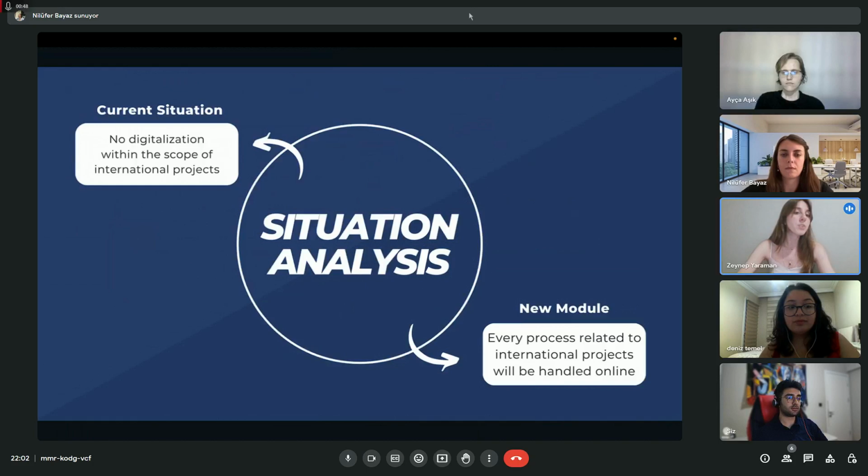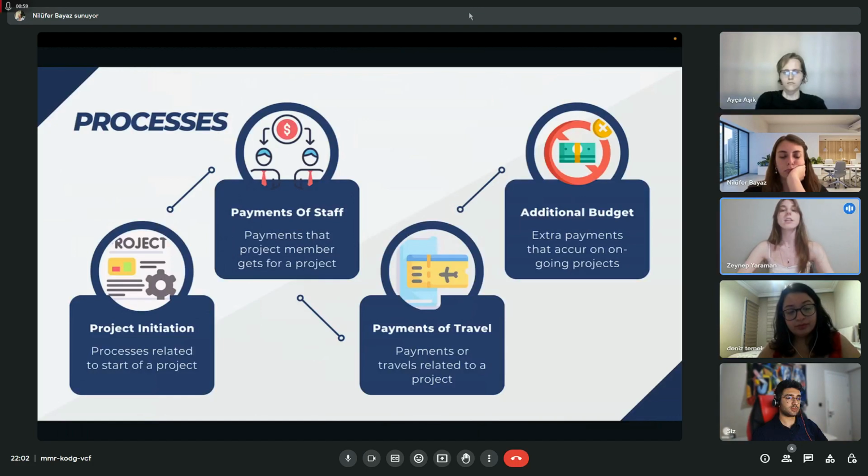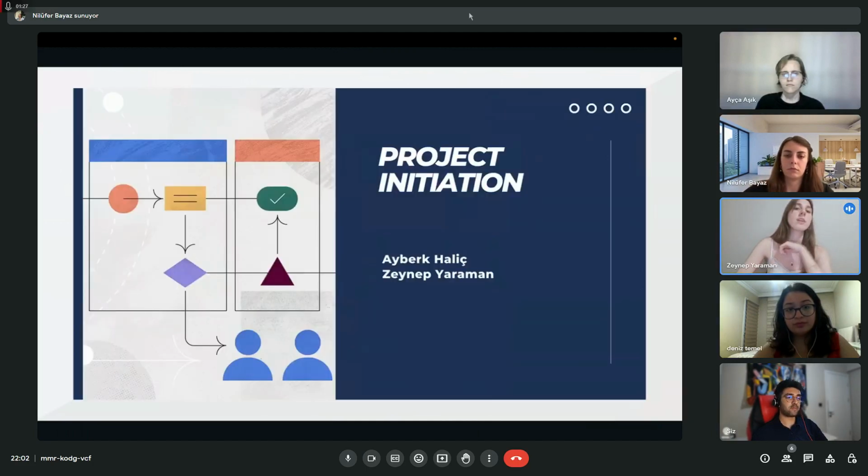And we divided our project into two phases. In the first phase, we talked with the SRP office members and the IT manager to learn about the current processes, and we drew a flowchart diagram to show how the processes work, such as initiation of project, payments of staff, payments of travel events, and expectation on budget. In the second phase, we used the information we gathered to redesign the processes. We created system sequence diagrams, sequence and class diagrams, 3NFs, and data dictionaries about the four main processes, which help us understand how everything should work in the digital system, and we want to make sure the system is easy to use and organized. So, Ayberk, can you please start with the initiation of the project part?